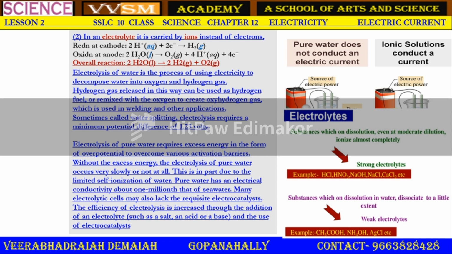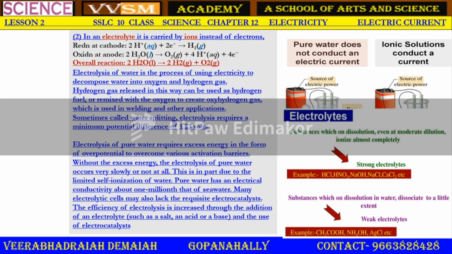The efficiency of electrolysis is increased through the addition of electrolytes such as a salt, an acid, or a base. You know, my dear friends, why we have to add acid, base, or salts to the water: pure water does not conduct electricity or electric current. So to make it conductive, we have to add salts, base or alkali, or acid. That's called acidified or alkaline water, etc.